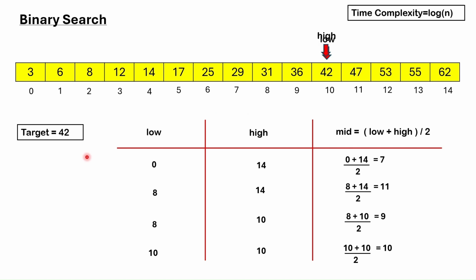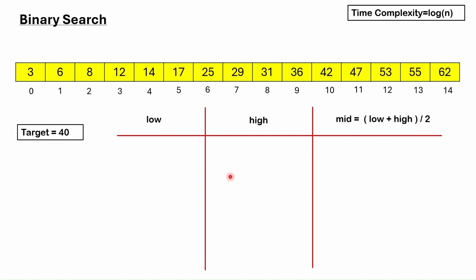Now look, how many steps does binary search take? Binary search takes 4 steps, meaning it takes 4 operations to search this element. If we had performed linear search, it would have taken a total of 11 steps to find this 42, but binary search has only taken 4 operations. So this is binary search, and its time complexity is log n.